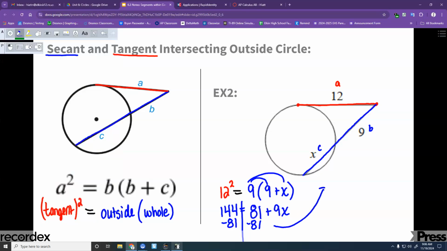I'll have to go over here. I ran out of room. So 63 is going to equal 9x. And then how do I finish that one off? Divide by 9. And that is going to give us 7 for our x.